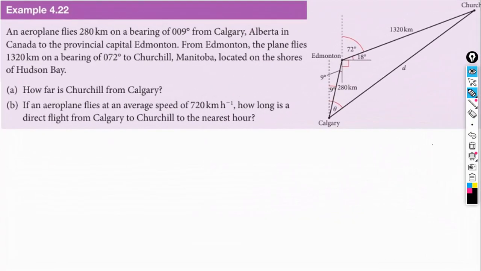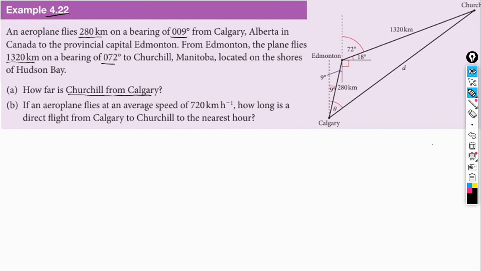So next we're going to work on example 4.22, which is the last one in this video. It says, an aeroplane flies 280 kilometers on a bearing of 9 degrees from Calgary, Alberta, in Canada, to the provincial capital Edmonton. From Edmonton, the plane flies 1,320 kilometers on a bearing of 72 degrees to Churchill, Manitoba, located on the shores of the Hudson Bay. Part A, how far is Churchill from Calgary?